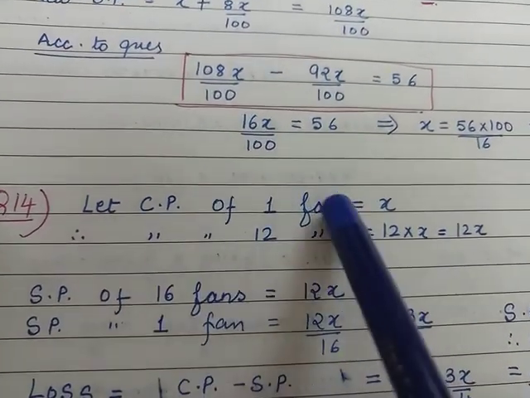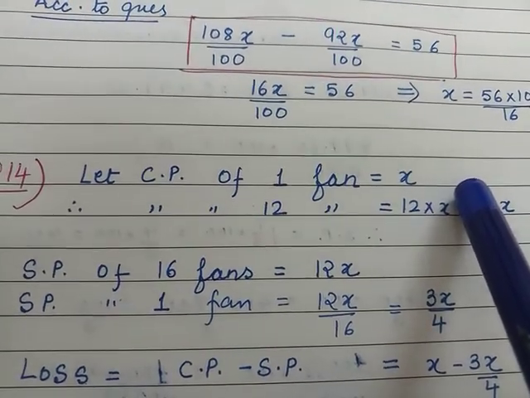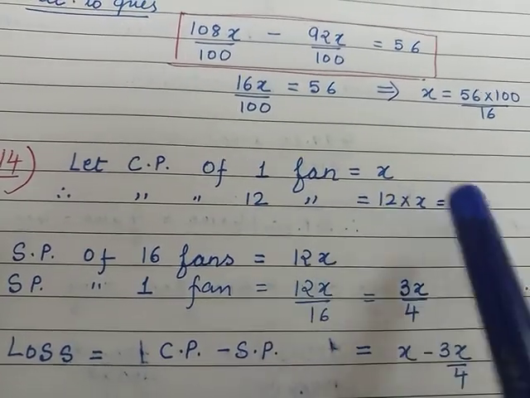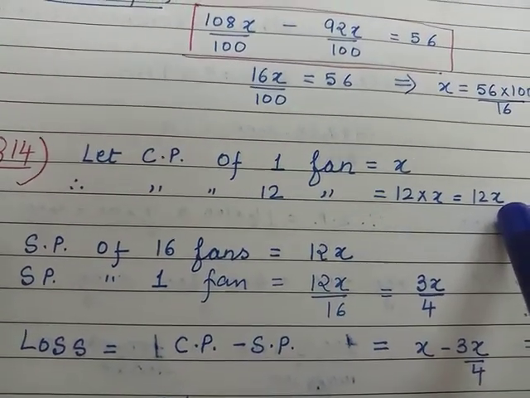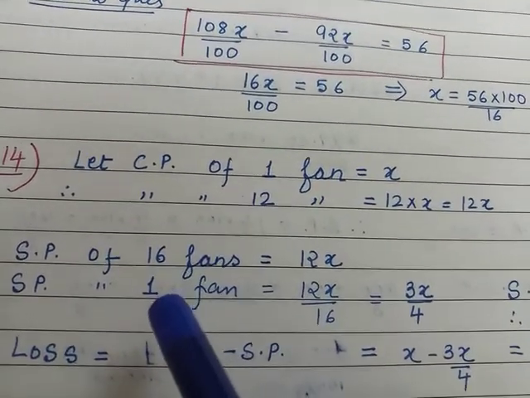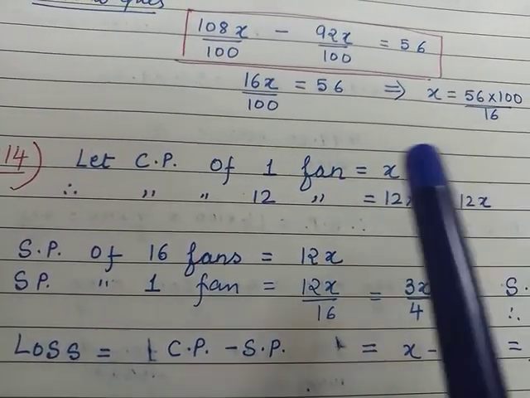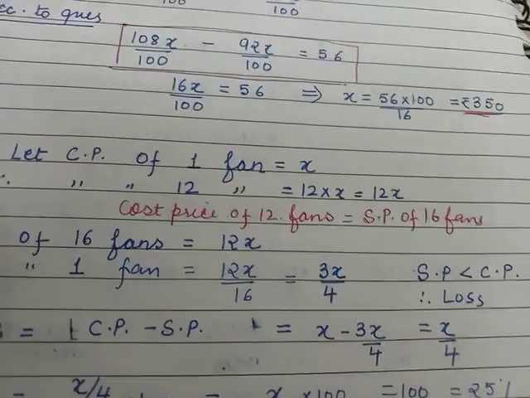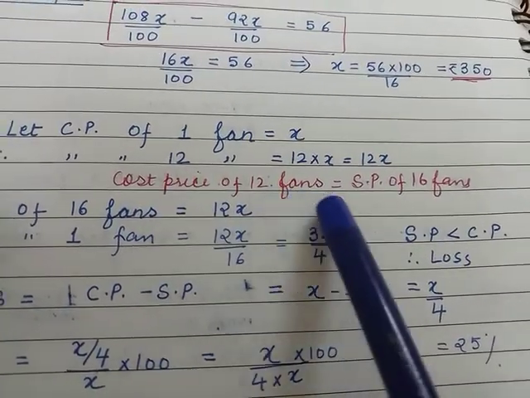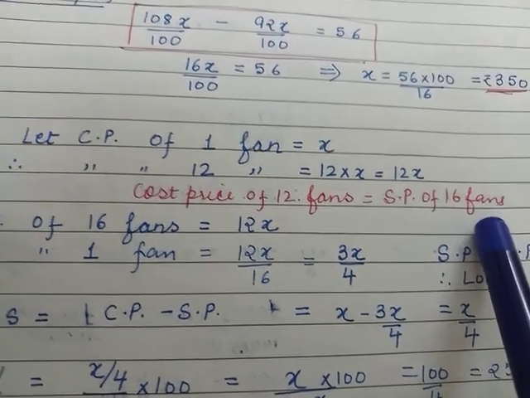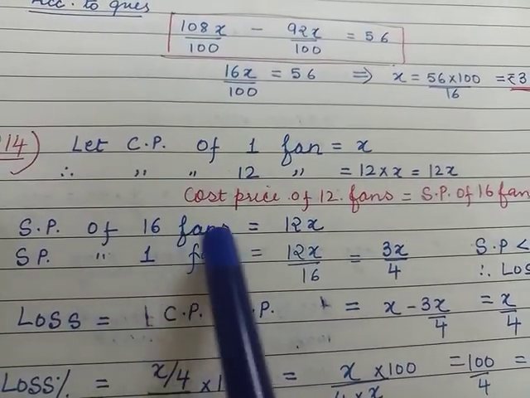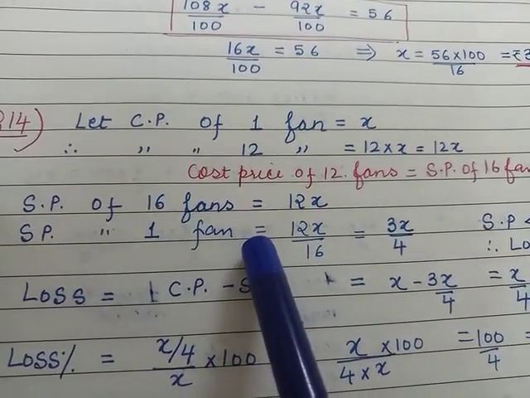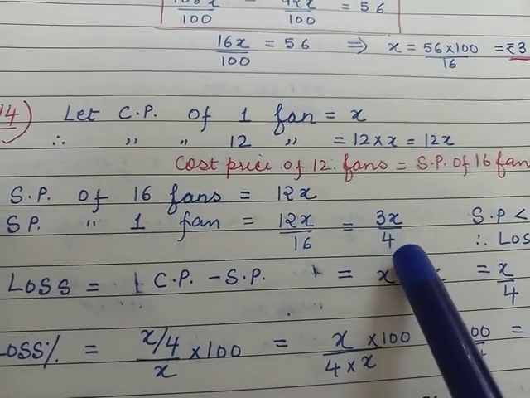Firstly, what we do, let the cost price of one fan be rupees x. So they are saying the cost price of 12 fans. The cost price of 12 fans I have calculated, that becomes 12 into x, that is 12x. Now what they are saying is that the cost price of 12 fans is equal to the selling price of 16 fans. We can write it here, that cost price of 12 fans is equal to selling price of 16 fans. So selling price of 16 fans is equal to 12x. So selling price of 1 fan is equal to 12x by 16, that becomes 3x by 4.